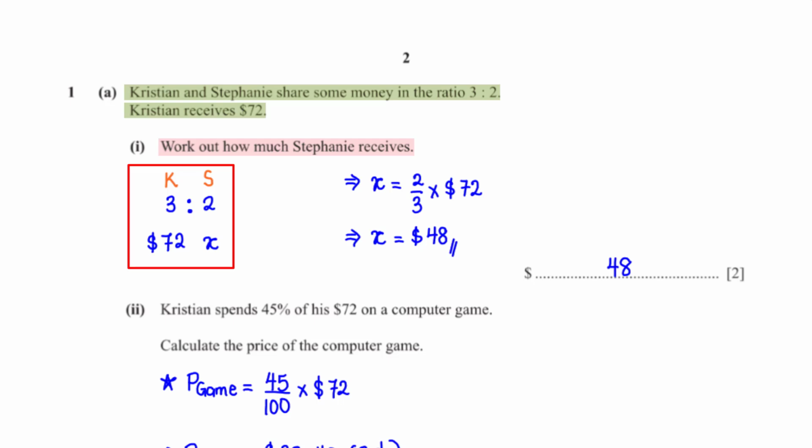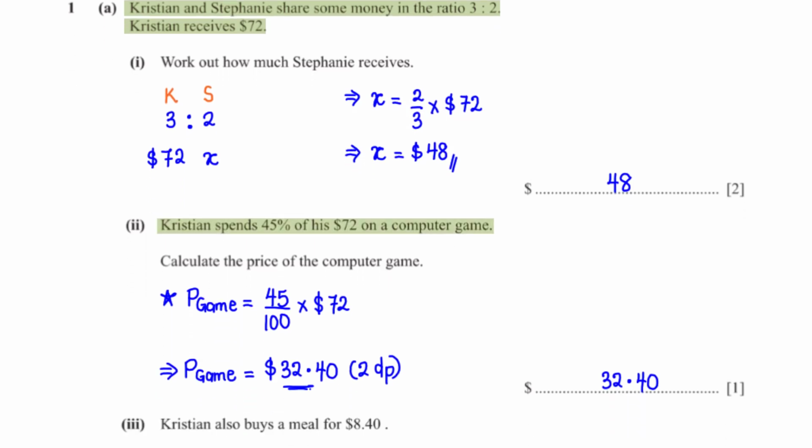This is what we are calling X. From the ratio setup, we can cross multiply and make X the subject. This gives us X equals 2/3 times $72. When we type this into the calculator, we get $48.